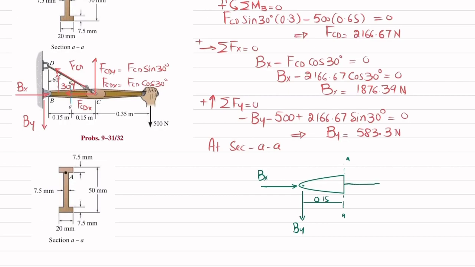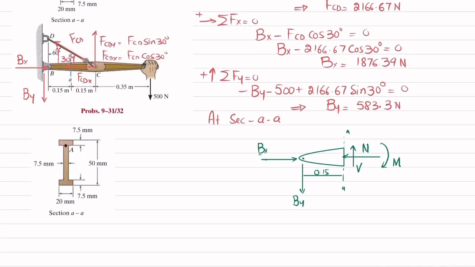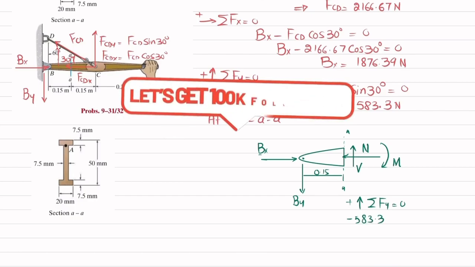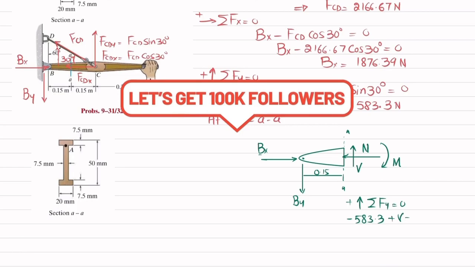So when you section it, you will have a normal force acting on this face, let this be N, opposite to Bx in order to keep equilibrium, and the shear force which will be in upward direction, and you will have a moment as well. So we'll find this N, V and M by using equations of equilibrium. The sum of all forces along y direction must be equal to 0, and upward force is taken as positive. So By is downward, so minus 583.3 plus V is equal to 0.